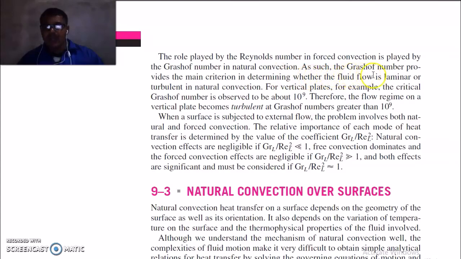As such, the Grashof number provides the main criterion in determining whether the fluid flow is laminar or turbulent in natural convection. For vertical plates, for example, the critical Grashof number is observed to be 10⁹. Therefore, the flow regime on a vertical plate becomes turbulent at a Grashof number greater than 10⁹.